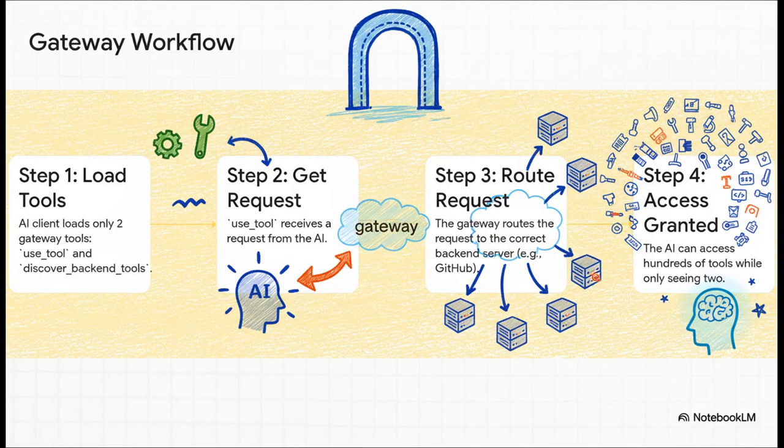Okay, so how does this actually work? What I love about this is how simple the logic is. Your AI client loads just two tools. One is to figure out what's available, and the other is to actually use a tool. When the AI makes a request, the gateway just grabs it and intelligently sends it to the right backend server. It's this elegant little trick. The AI gets access to this massive library of tools, but its own configuration stays incredibly simple.